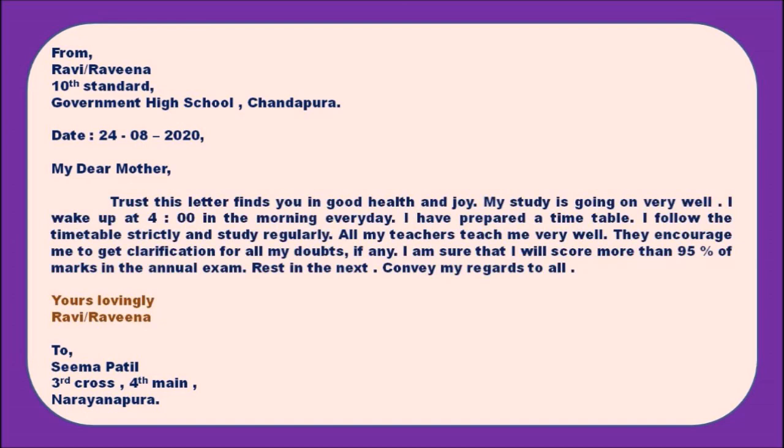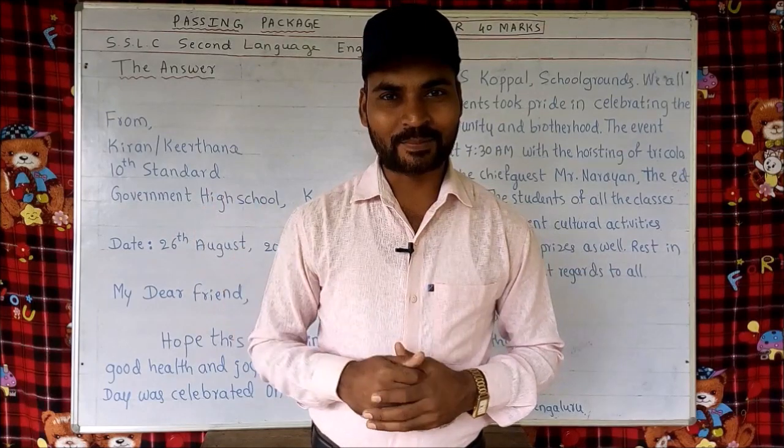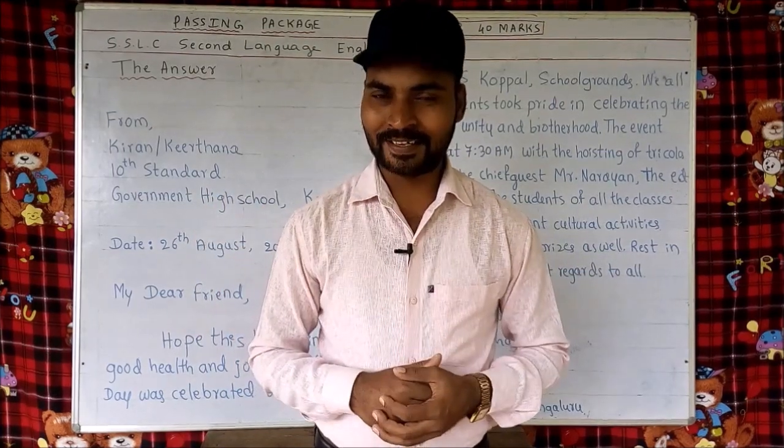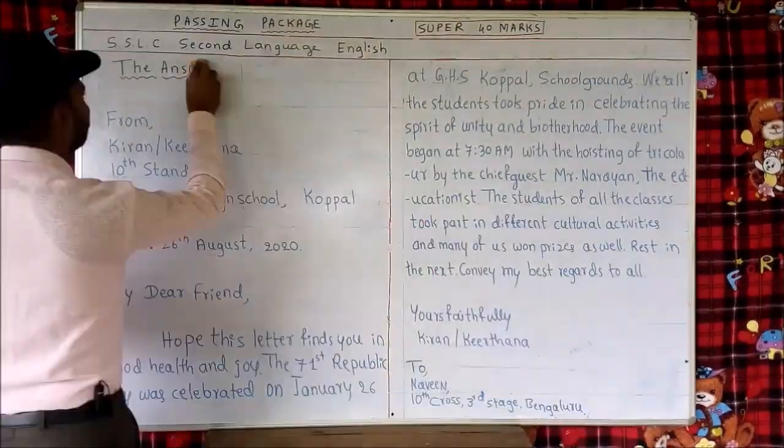Step 5, closing the letter. Yours lovingly, Ravi Ravina. Step 6, receiver's address. To Seema Patil, 3rd cross, 4th main, Narayanapura. My dear students, just now we discussed about informal letter. Now let's have a look at formal letters also.